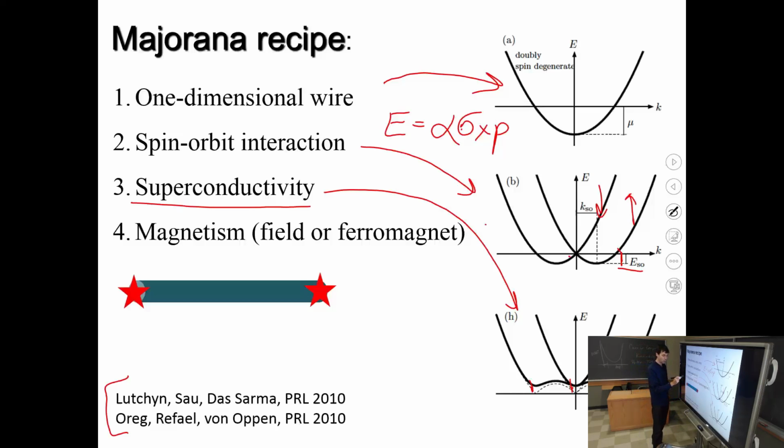And finally, we need some kind of magnetism. This is also part of removing spin degeneracy, because spin-orbit alone doesn't remove spin degeneracy. If we count the number of bands crossing the Fermi level, it's 4: 2 bands for spin up, going forward and backwards, and 2 bands for spin down. So spin degeneracy is still here. And what we need is 2 bands.